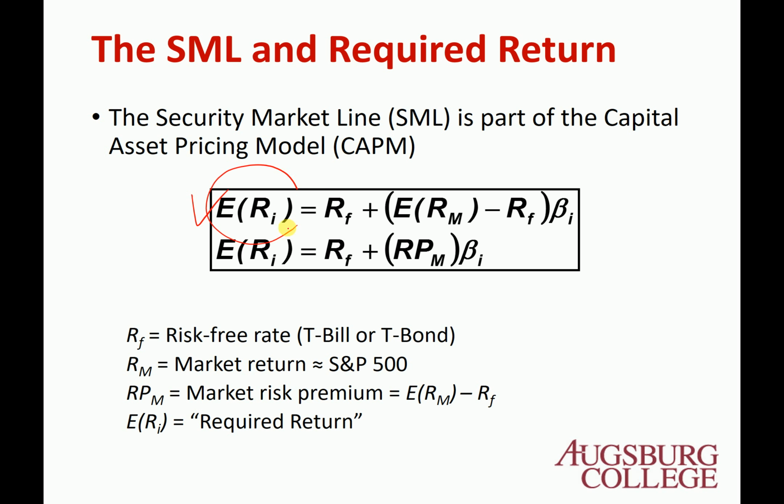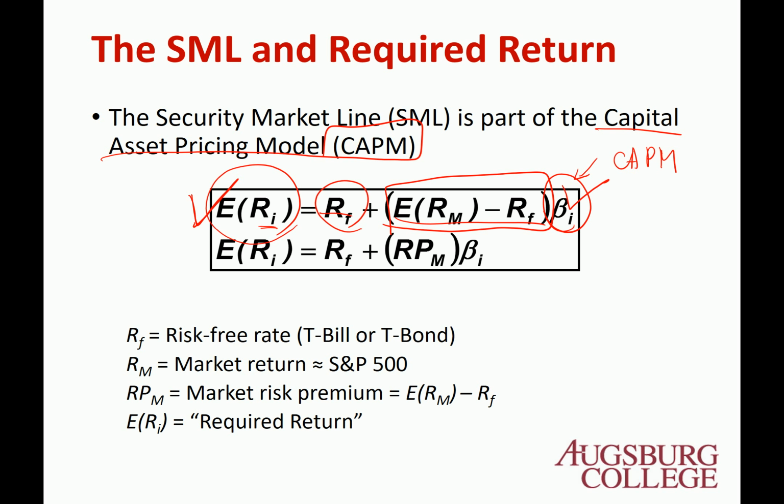The expected return on asset I equals the risk-free rate plus the market risk premium times the beta, which is called CAPM, the capital asset pricing model. So we can find the expected return versus beta relation. These are all given numbers. The risk-free rate is usually the T-bill rate, and the market expected return is usually the S&P 500 returns. So if you have this information, then you can calculate the expected return on asset I.